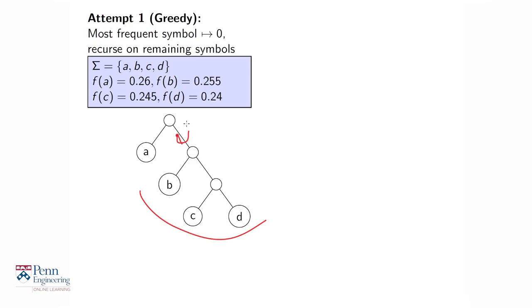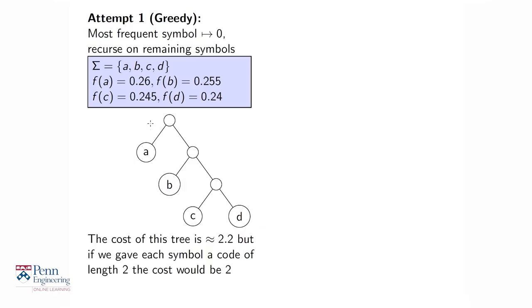And out of those, B is the most frequent, so let's give it the bit 0 now. So B gets this bit 0 here. It already got a 1 before. It gets the bit 0, and we continue on this way. So you get this particular tree. And if you look at it, the cost of this tree, which is measured as the summation over all the symbols of the product of their frequency and their depth, is about 2.2.